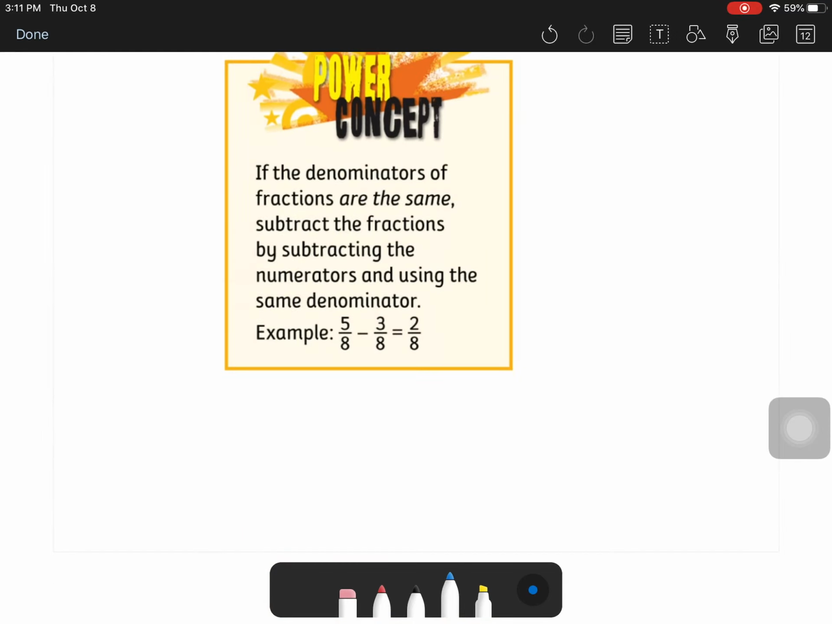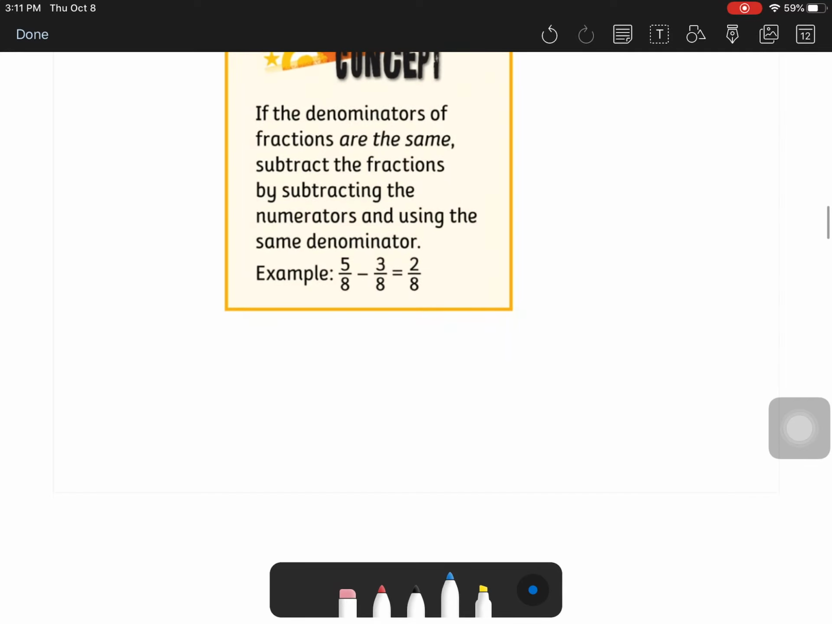So if the denominators are the same, subtract fractions by subtracting the numerators using the same denominators. So for example, 5/8 minus 3/8, that would just become 2/8. 5 minus 3 is 2. Leave the denominators the same.